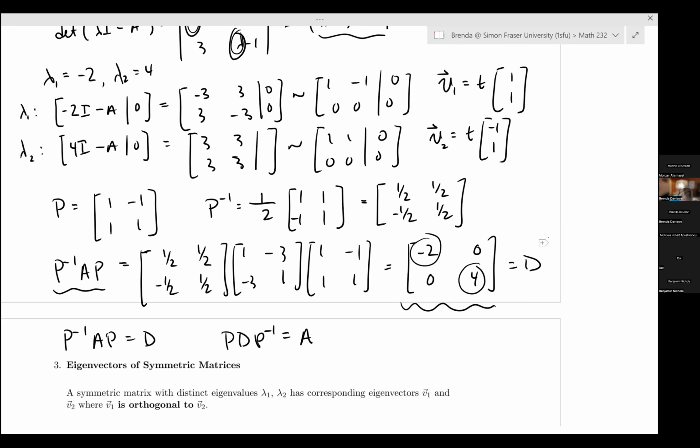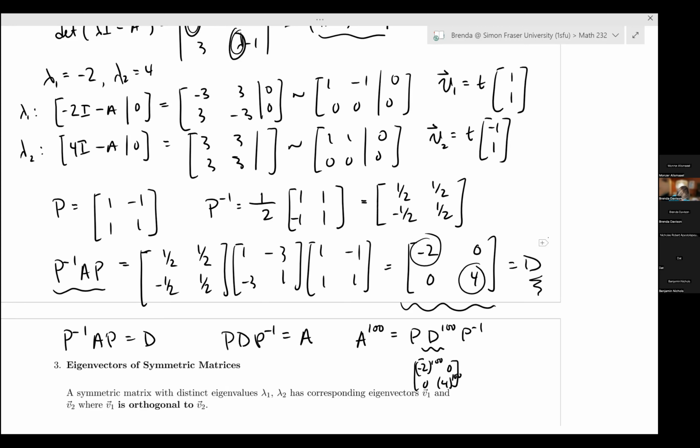And then we saw how to use that. For example, if we wanted to take the 100th power of a matrix, we could take that as P D to the 100, P to the minus 1. And then this is really easy to do. In the case that we have D here, it would just be minus 2 to the 100, 0, 0, and 4 to the 100. So this allows us to get the powers of a matrix easily. In that sense, you should identify what D is.